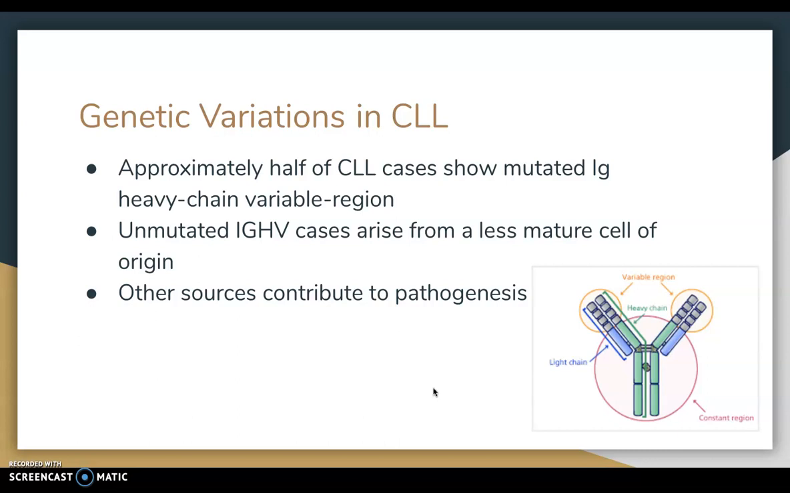On the contrary, there can also be unmutated IGHV cases. These can arise from a less mature cell rather than a mature B cell, which unfortunately has a much worse prognosis as opposed to when it's a mutated IGHV. Aside from these heavy chain variable regions, other sources that can contribute to CLL can be defects of tumor suppressors or overactivation of oncogenes and other things that we've already talked about.